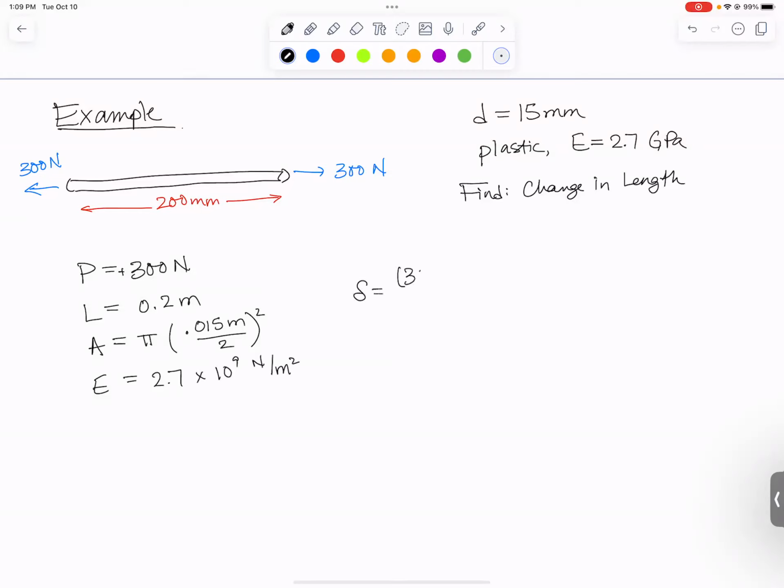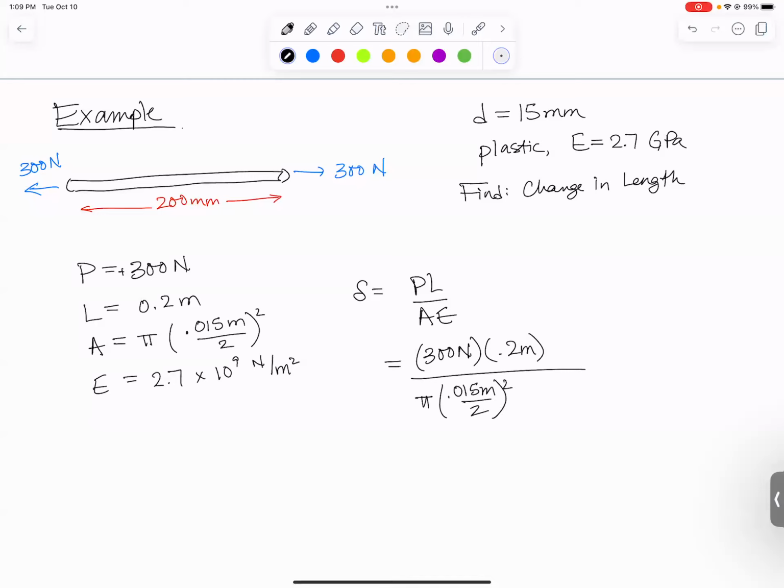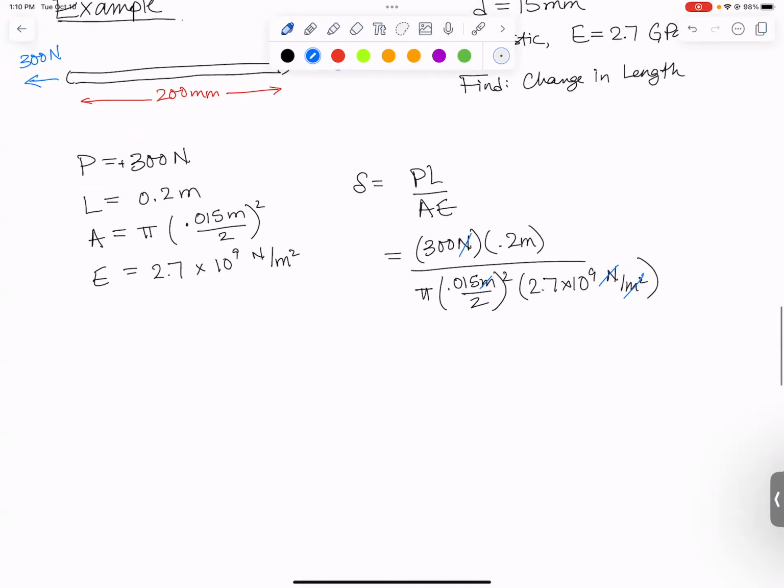Delta is PL over AE. So what's that equal to? 300 newtons positive times 0.2 meters length divided by that area, pi times 0.015 meters over 2 squared, times 2.7 times 10 to the 9th newtons per meter squared. And double checking that our units all cancel out. Newtons cancel newtons, meter squared cancels meter squared. So my answer will be in meters.